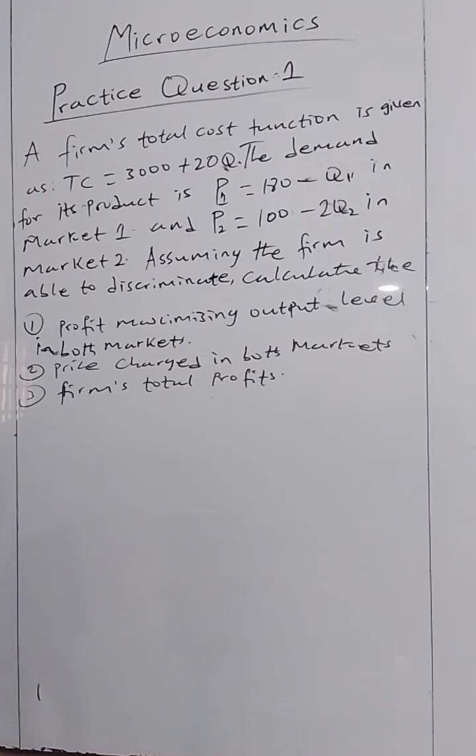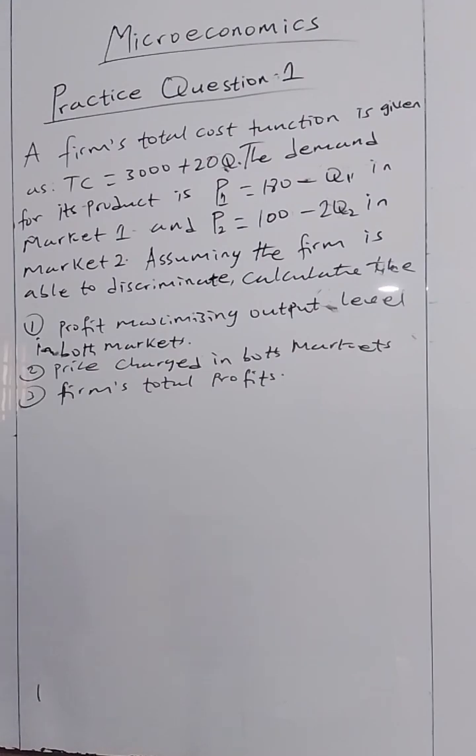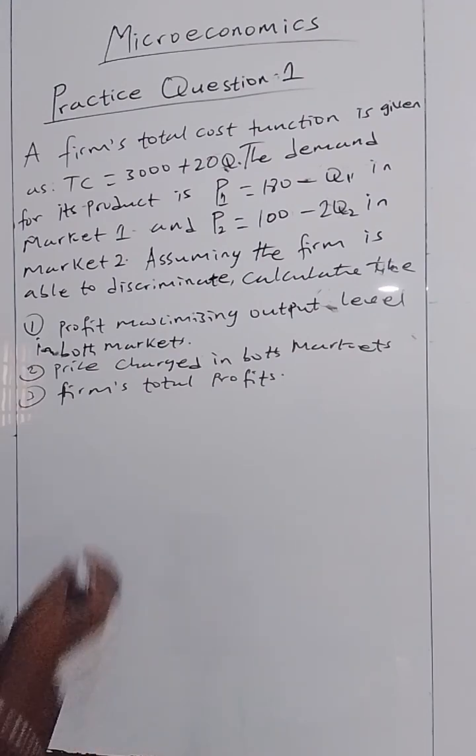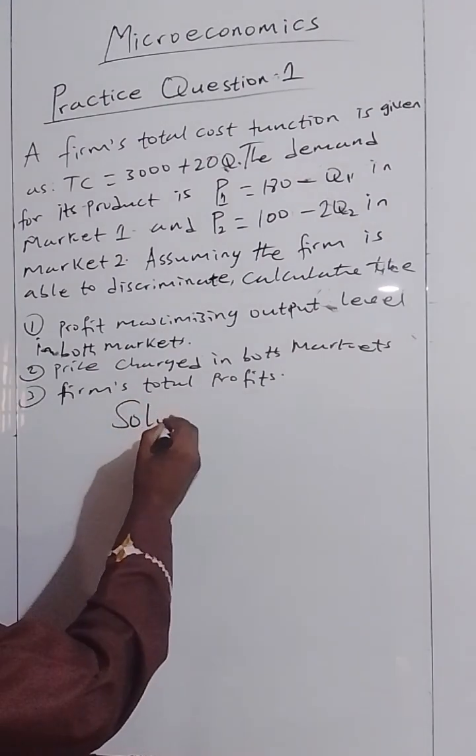Assuming the firm is able to discriminate, then calculate the 1. Profit maximizing output level in both markets, 2. Price charge in both markets, 3. Firm's total profits. So whenever we see a question like this, how are we going to approach it? It's very simple. Now let's start. Solution.